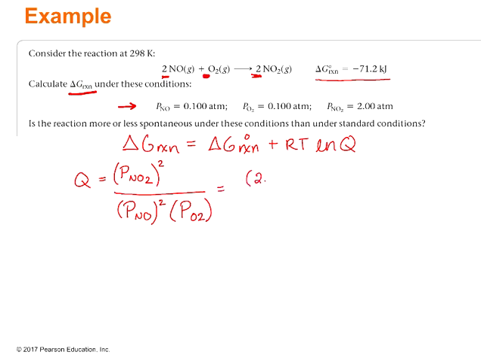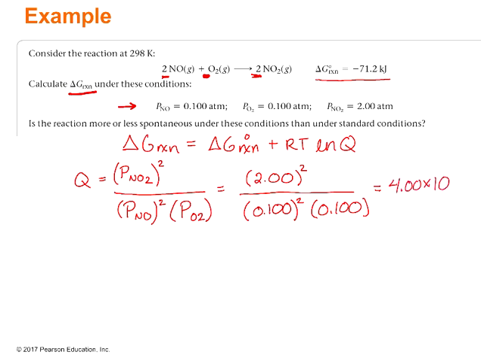Okay, so now we'll plug in our values for each of the partial pressures. And I'm leaving out the units here because the reaction quotient and the equilibrium constant are unitless. Okay, and then if you ever want to pause the video to do the calculation on your own, you can. So when we do plug this into our calculators, we get a value of 4 times 10 to the third for the reaction quotient.